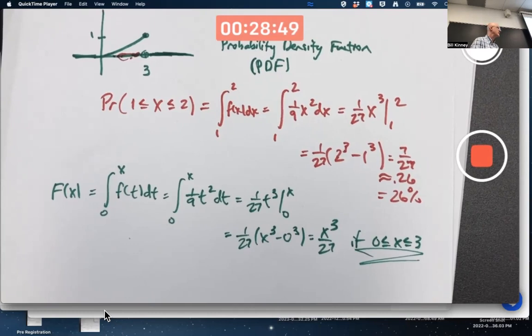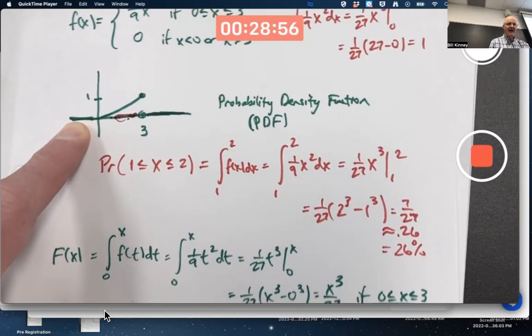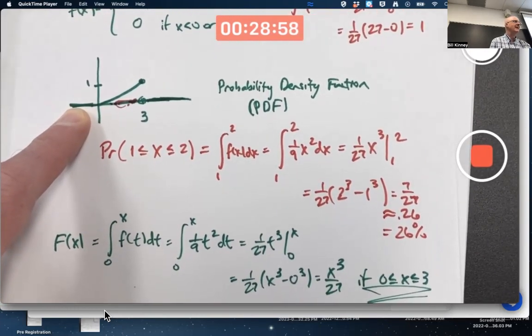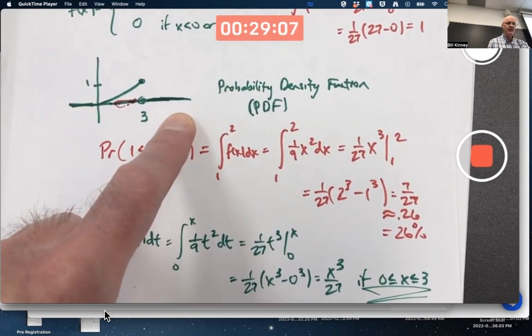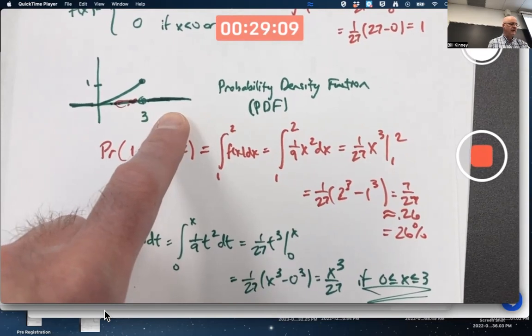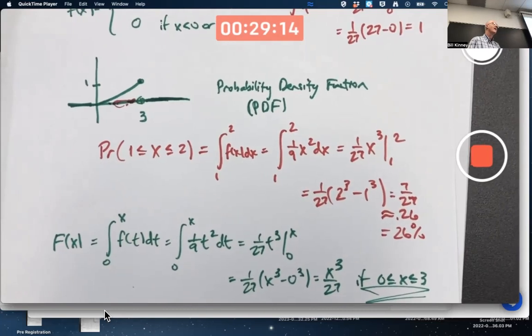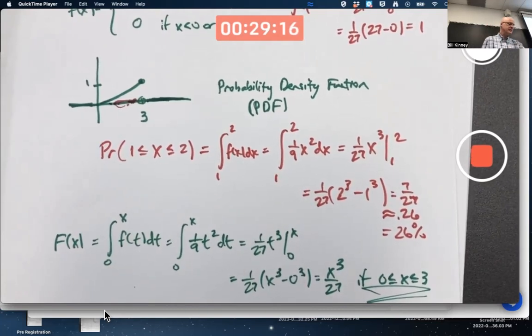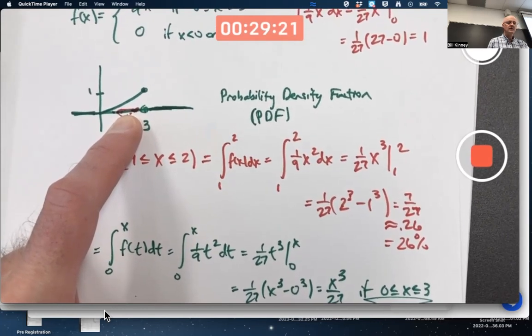What about if X is not between 0 and 3? What if X is less than 0? Then I'm really integrating from 0 to X where X is negative here, and that would be no area there, right? That graph is on the horizontal axis. It doesn't have any area under it or above it. The answer has got to be 0 when X is negative. And when X is bigger than 3, I'm really integrating from 0 to, say, a number bigger than 3. I'm just calculating the area under that curve, which we already know is 1. That's how this curve was created in the first place, to make the area under it equal to 1.